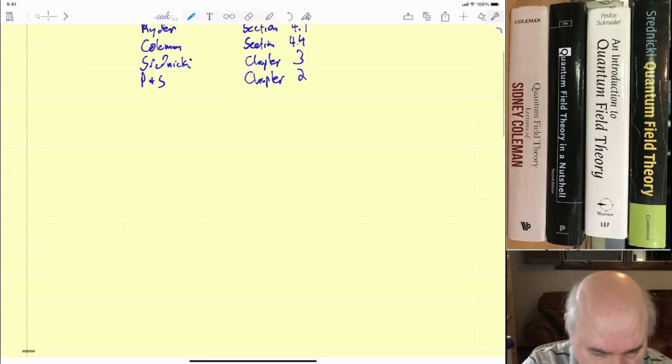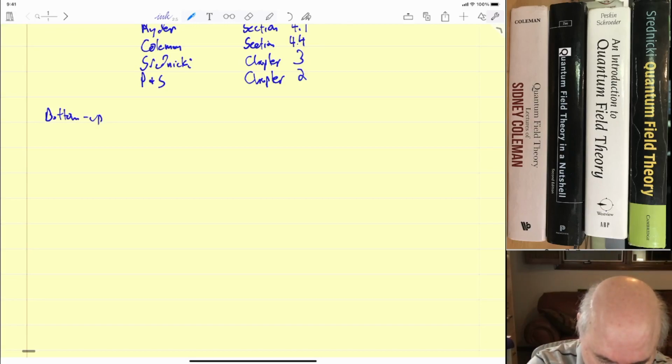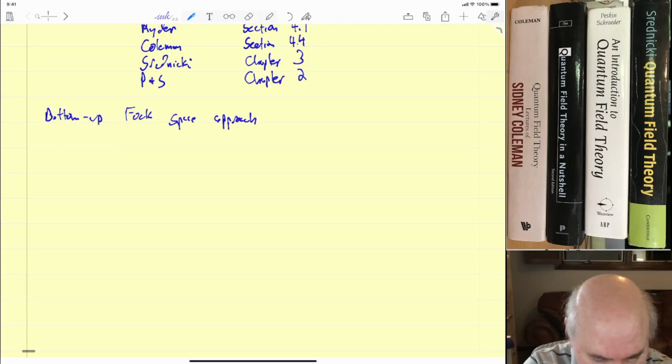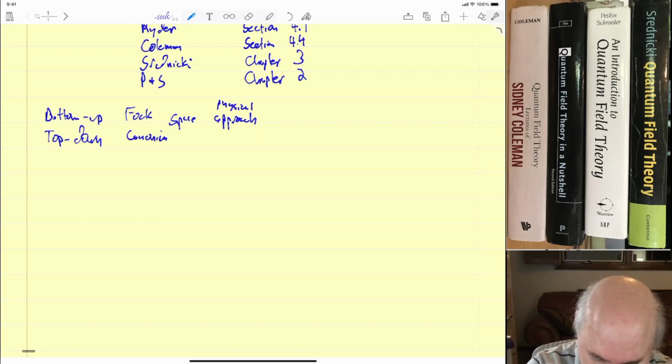Okay, so we've done canonical quantization from a bottom-up approach. Let's call it the bottom-up Fock space approach. And then last lecture we worked on the top-down, let's call this a physical approach, the top-down canonical approach. Sort of like a turn the crank without thinking.